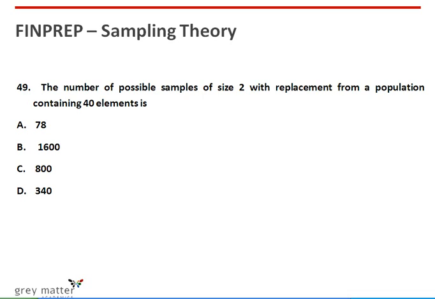49th question. The number of possible samples of size 2 with replacement from a population containing 40 elements is governed by that formula capital N whole power small n. That is, if the population is capital N and the sample size is small n, then the number of possible samples with replacement would be capital N power small n. Here it is 40 squared, that is 1600. As per our PowerPoint presentation, it is B option, which says 40 squared is nothing but 1600.